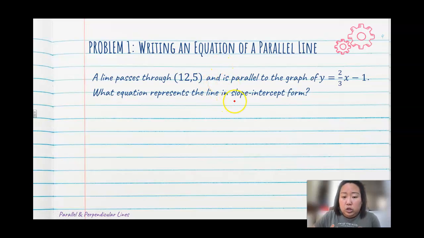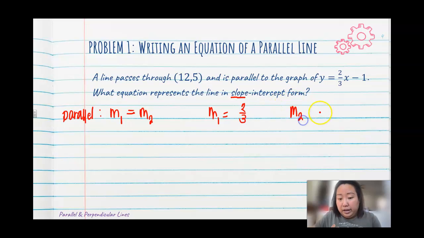Do we have a slope of the line? Definitely we have. So remember, because the lines are parallel, then the slope should be equal, okay? So the slope of the first line will be equal to the slope of the second line. So in this case, the slope of the first line is given to us, which is 2/3. Therefore, the slope of the second line will also be 2/3. As quick as that, okay?